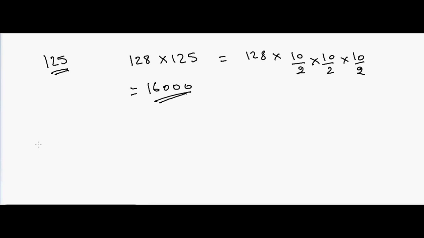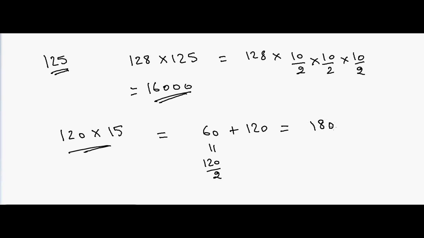Now let's do another thing. If we have to multiply 120 by 15, how will I do that? In that case, I'll take half of 120. Half of 120 is 60, and then I'll add that to 120. So this is equal to 120 plus 60, right? So here that will be equal to 180. Then I put one more 0, so that's my answer.